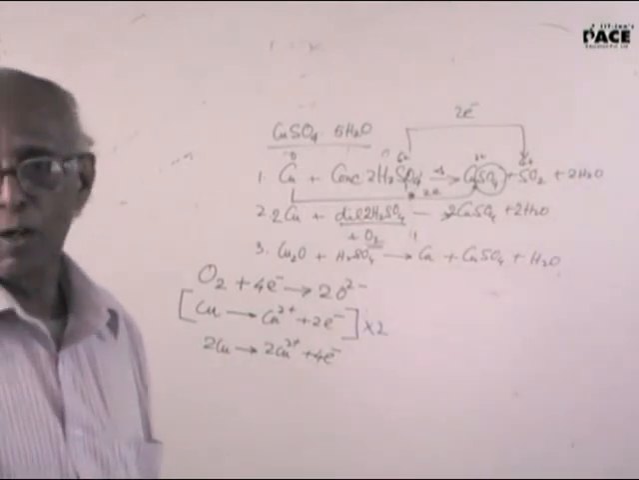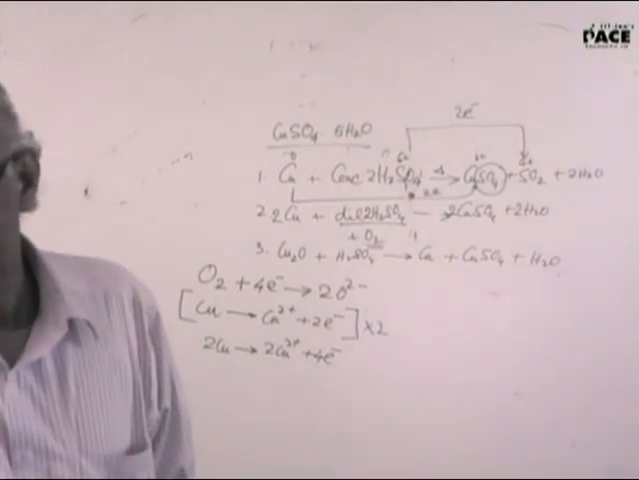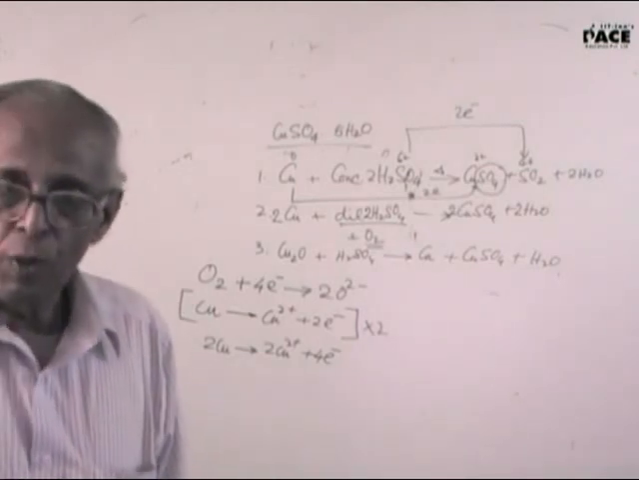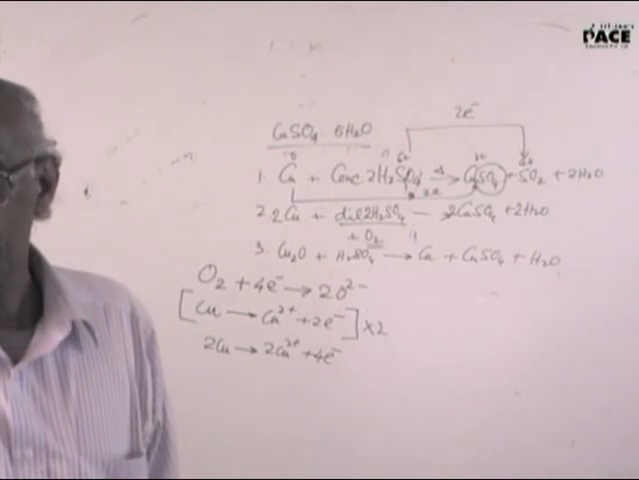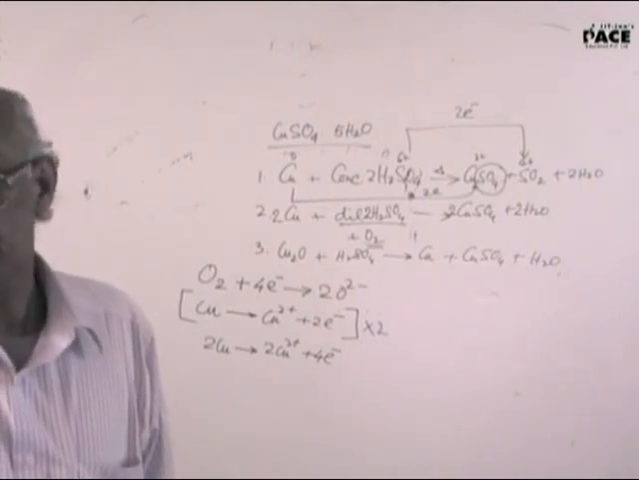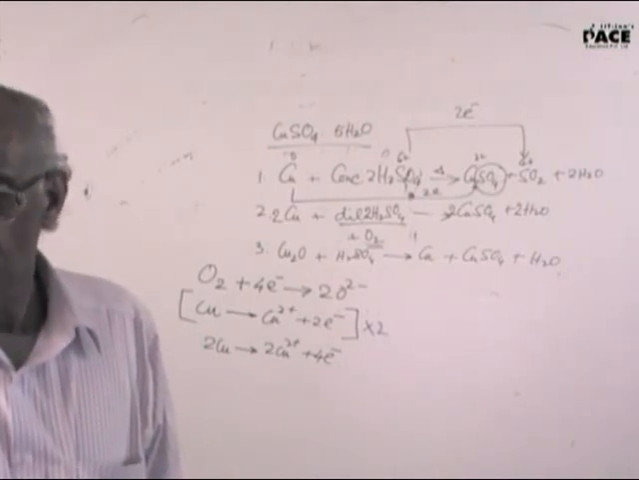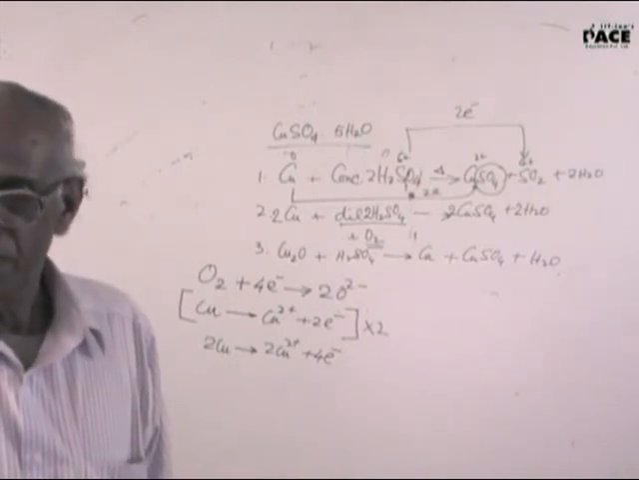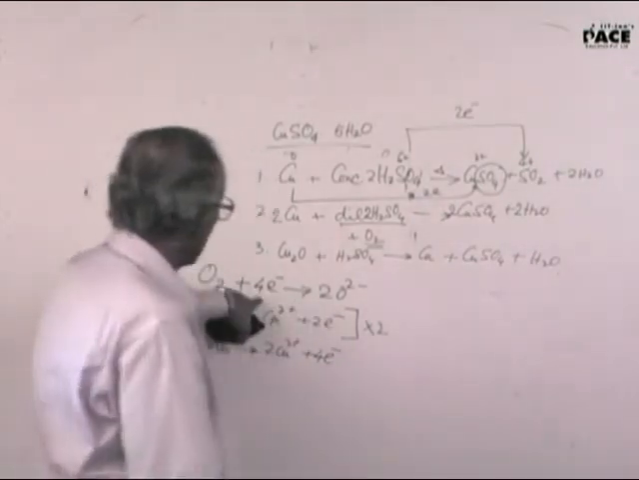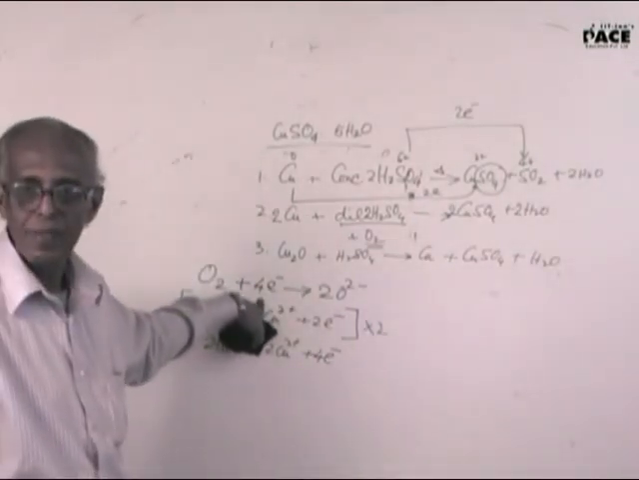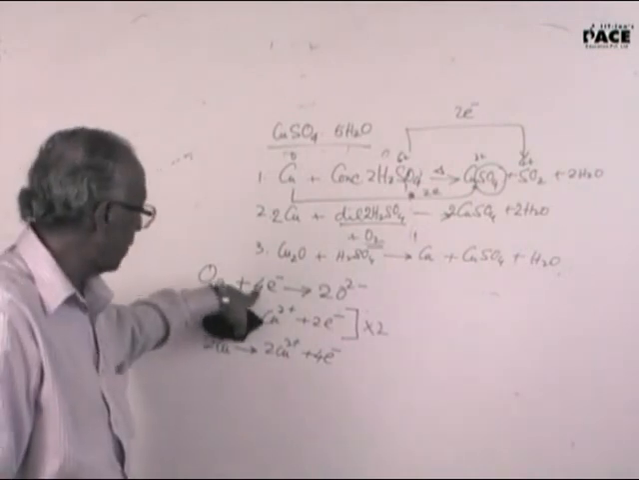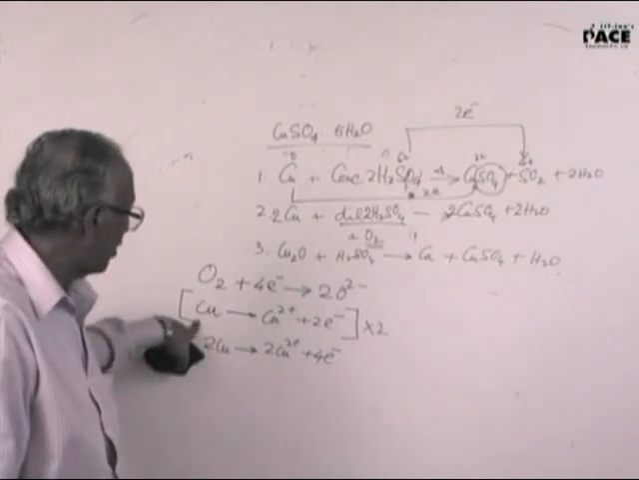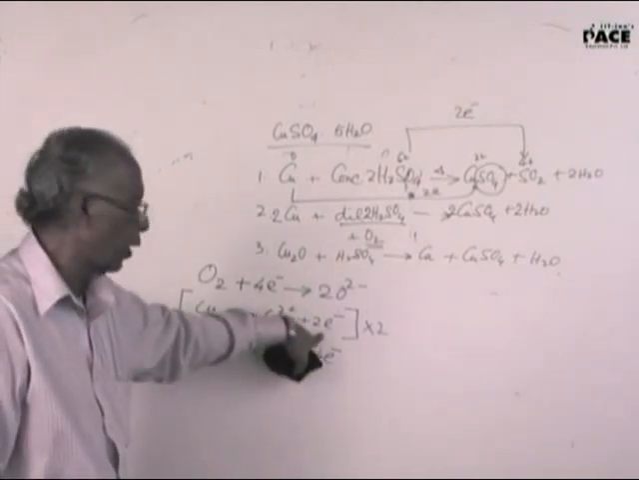When oxygen acts as an oxidizing agent, it gets reduced to oxide ion. So 1 mole of oxygen will give me 2 oxide ions. What is the charge on the 2 oxide ions? 4 negative charge, which involves 4 electrons. Oxygen accepts 4 electrons to convert into oxide ion. Copper goes to copper 2 plus, releases 2 electrons.